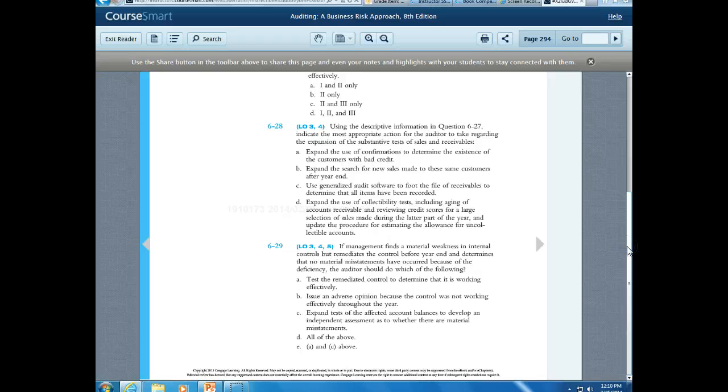Would we expand the use of confirmations to determine the existence of customers with bad credit? Would we expand the search for new sales made to these same customers after year end? Use generalized audit software to foot the file of receivables to determine that all items have been recorded? Or would we expand the use of collectability tests, including aging of accounts receivable and reviewing credit scores, for a large selection of sales made during the latter part of the year, and updating those procedures for estimating the allowance for uncollectibles? Guys, we know that the receivables are true.